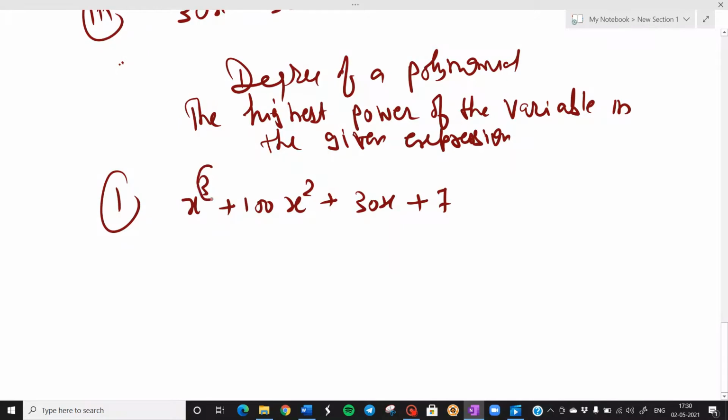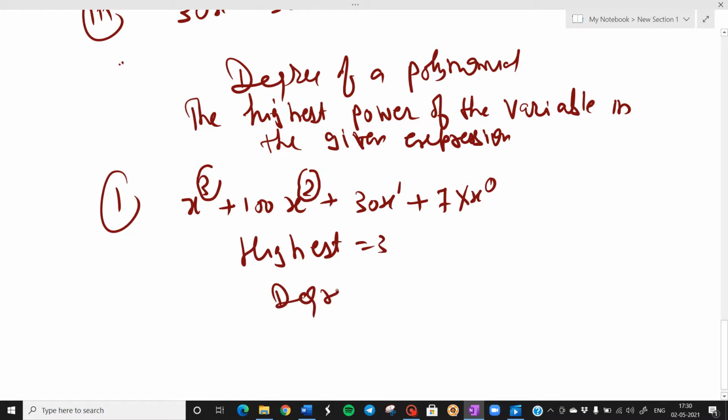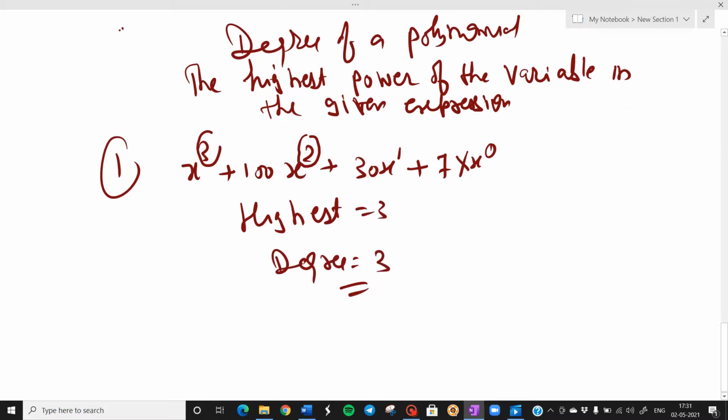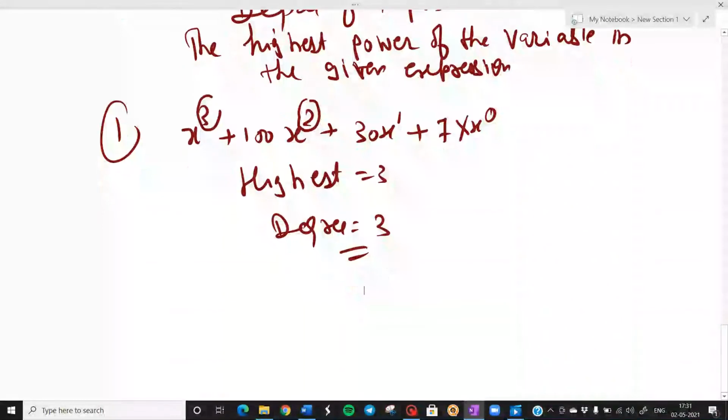Here it is 3. In the second, it is x power 2. This is x power 1. And this can be written as x power 0. So the highest power here, the greatest power, is 3. So we can say the degree of this polynomial is also 3. Always, we are taking some more examples for you.